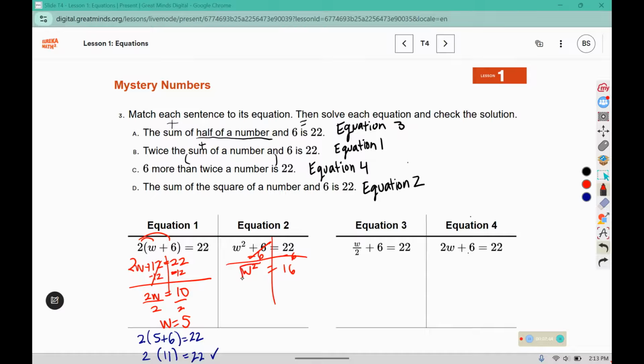To undo a square, you use a square root. So W equals, this one, a square root can have two solutions. The square root of 16 is 4. It could be positive or negative 4.